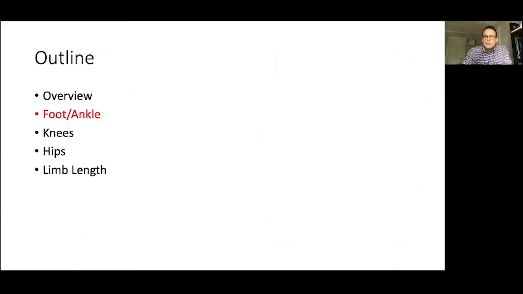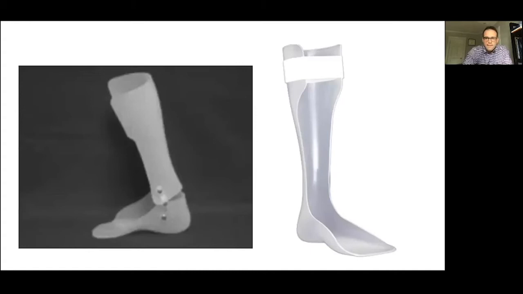Okay, so let's get a little bit more specific and discuss some of the foot and ankle issues in AFM. So first of all, let's just talk about bracing, which I think can be a simple yet fairly effective form of treatment for any child with a neurologic deficit.